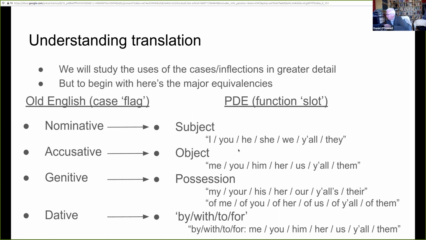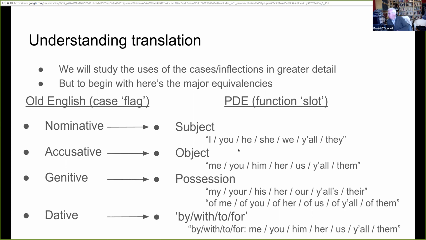And you can test it using pronoun substitution. It would be the form that would be I, he, she, we, or they. Notice I'm not using all because that's not that handy. Accusative, that gets translated to where the object would go. And the object in English can be substituted for by me, him, us, or them.